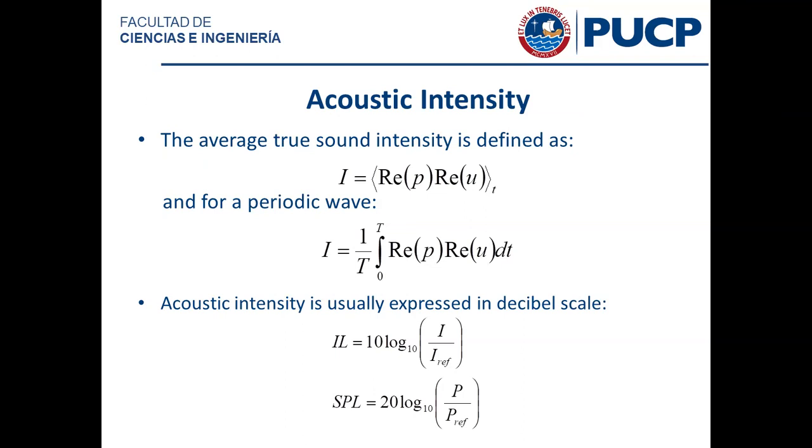So if the intensity is proportional to pressure squared, that means that 10 times logarithm of intensity is equal to 20 times logarithm of pressure. It's the same thing, right? Because one is proportional to the other one squared. So that factor of square comes out of the argument of the logarithm and multiplies that 10 in front. And that's where you get the 20.